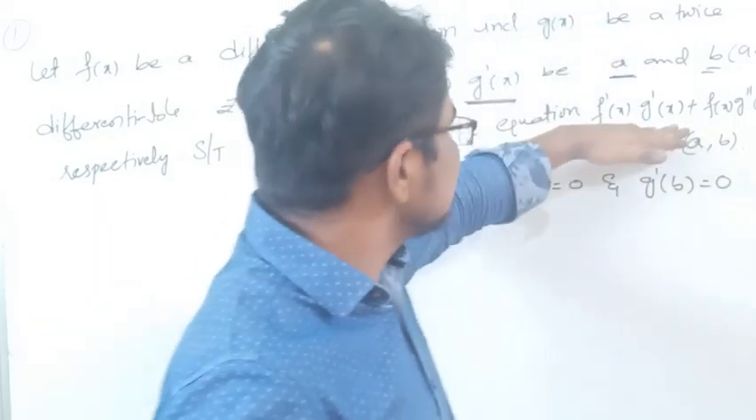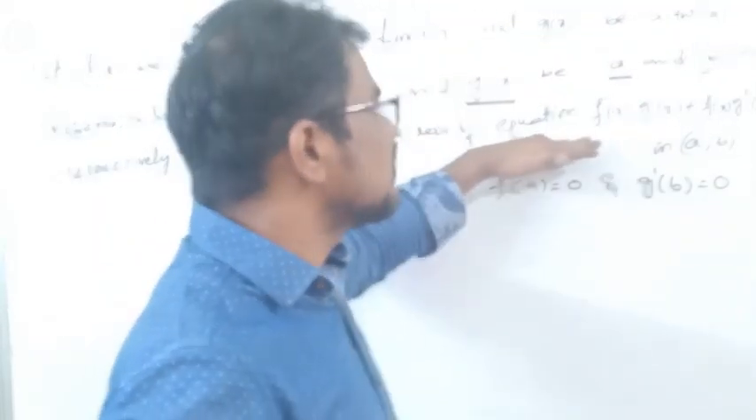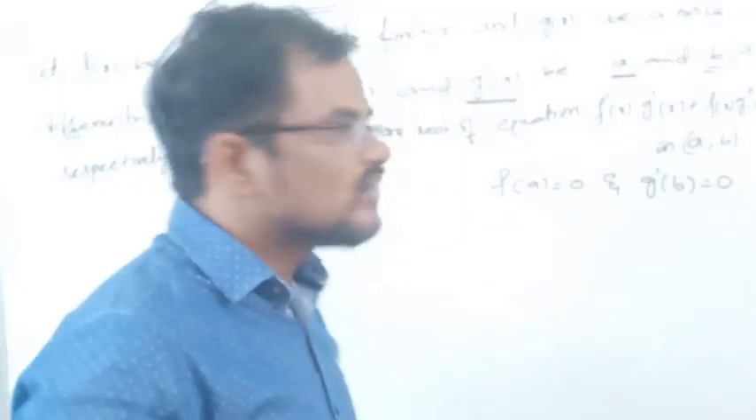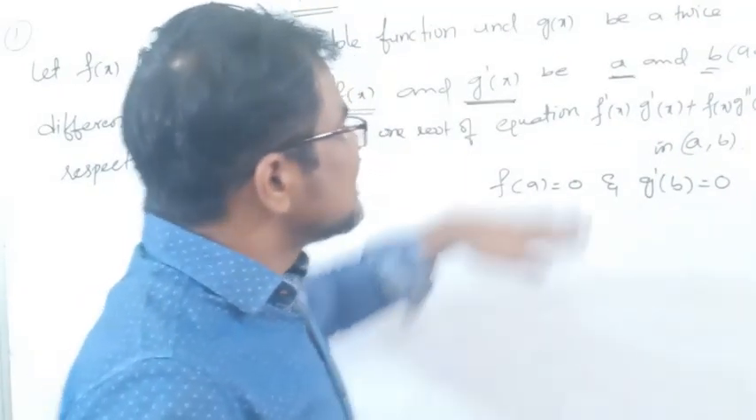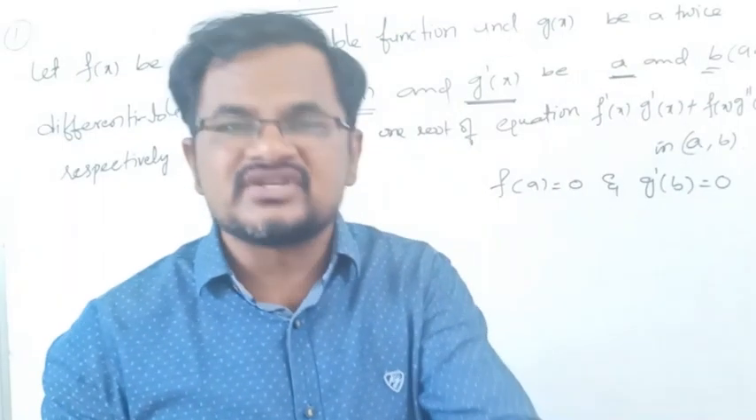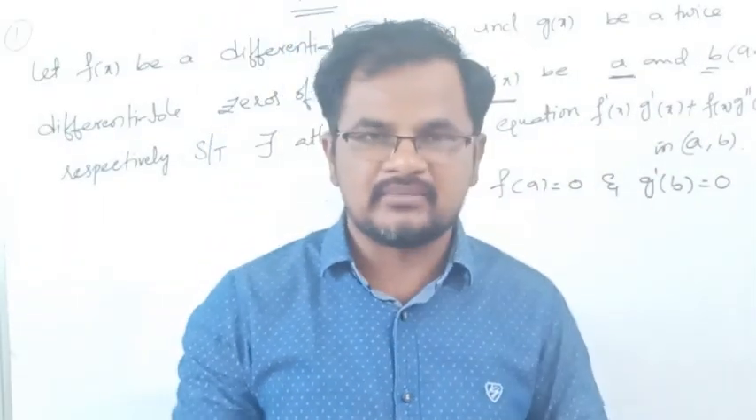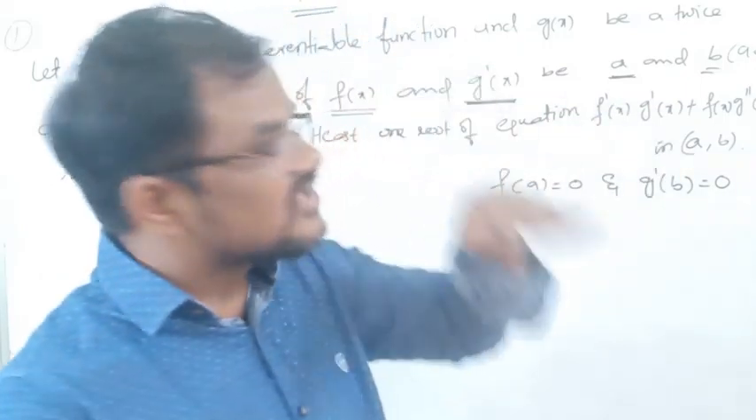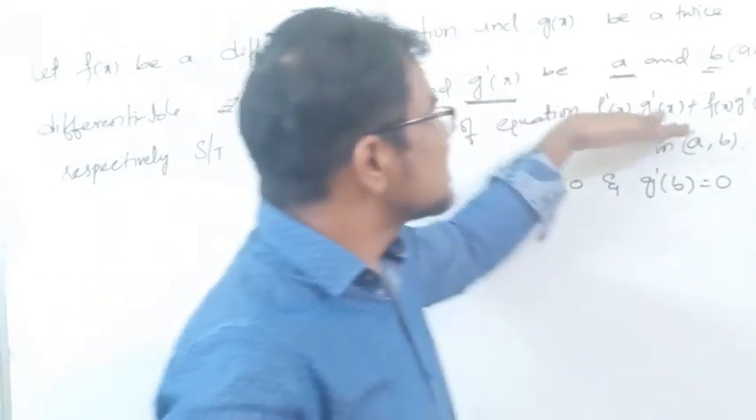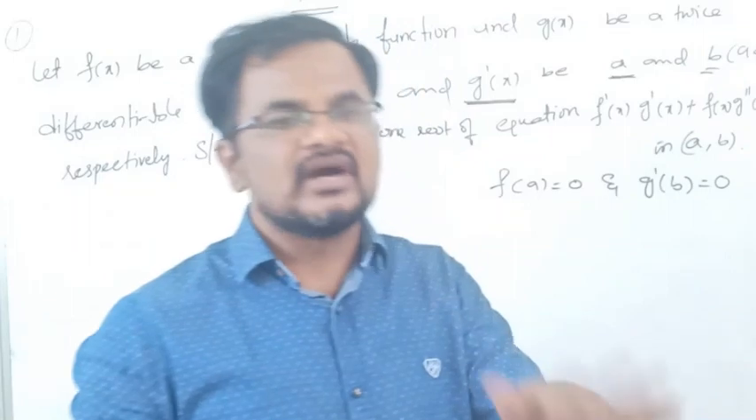Means for this equation there exists at least one root, so here we have to identify the function whose differentiation gives this expression. This is a selection of function type problem, and we have to identify in which function's differentiation this expression will be there.